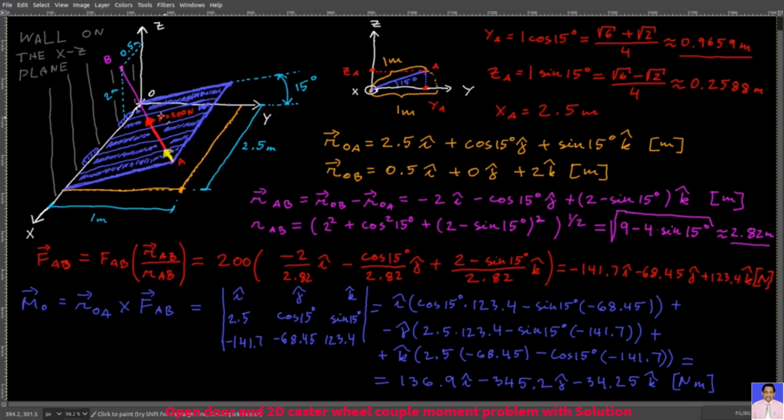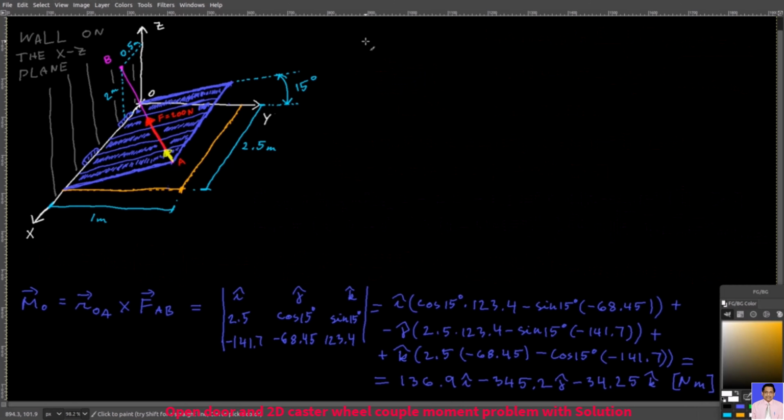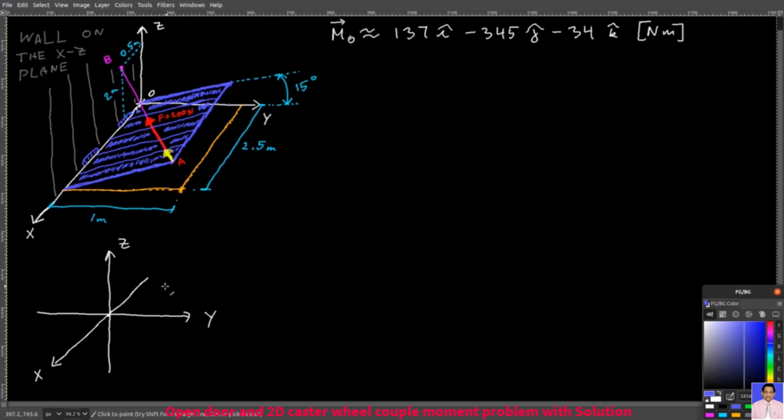This is your moment about point O. And so you have a general moment about point O, which is approximately this one here. In the XYZ coordinate frame, it looks like this. This is the X component of the moment vector. This is the Y component of the moment vector. And then finally, this is the Z component of the moment vector. And so in the end, this is your moment vector here.